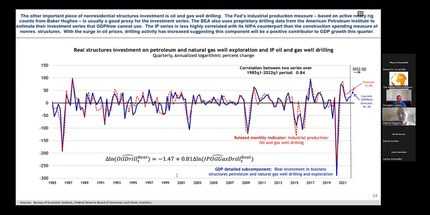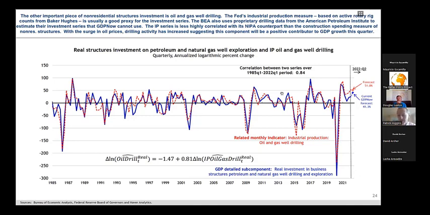data. So the model can't use that, but it does come up with a proxy, this industrial production, oil and gas well drilling, which uses some of the data that the BEA is actually going to use to estimate this in that series itself. And so the red line is essentially what you get if you use industrial production, oil and gas well drilling to forecast the oil drilling subcomponent and non-residential structures investment. So you can see the correlation is not as high as it was before, but it's still much higher.